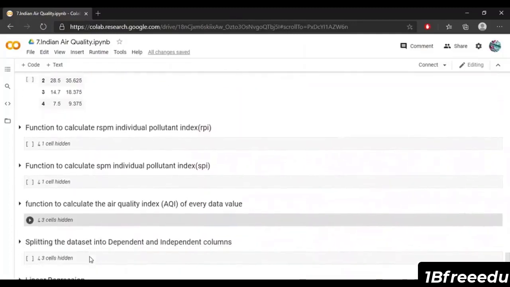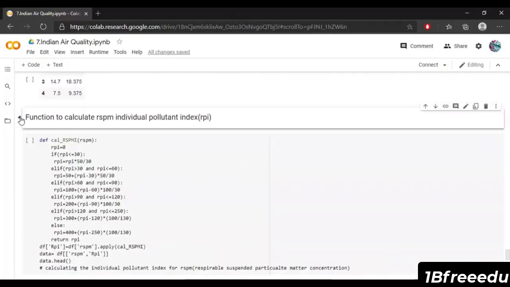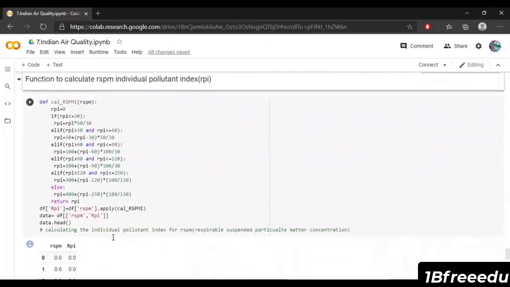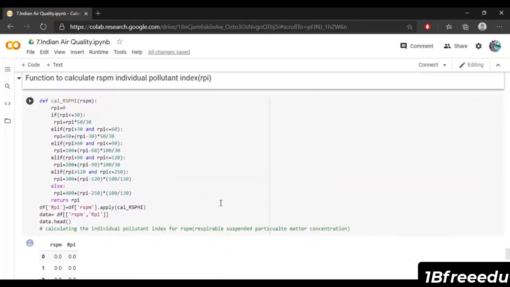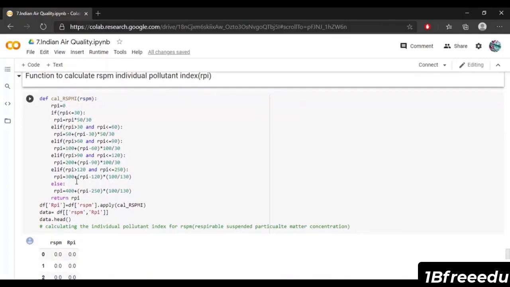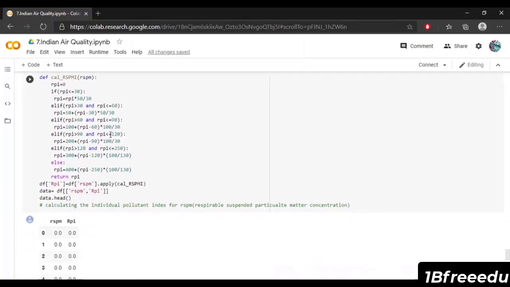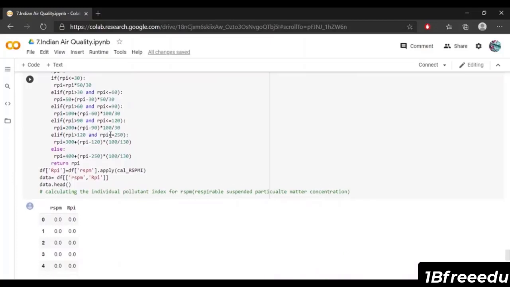And then the same process has been repeated for this column, which is the RSPM. Again, these formulas can be found on the internet in order to calculate the individual pollutant index. Again, we have defined a function over here and given a range, and from that range we have calculated the RPI, or the individual pollutant index for the RSPM, which is called respirable suspended particulate matter concentration. And again, this column will be used for calculating the air quality index.